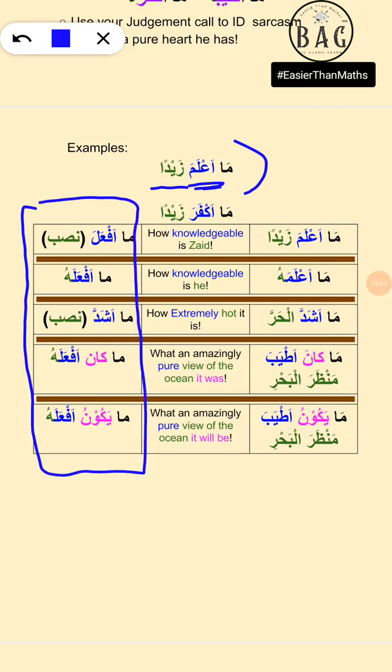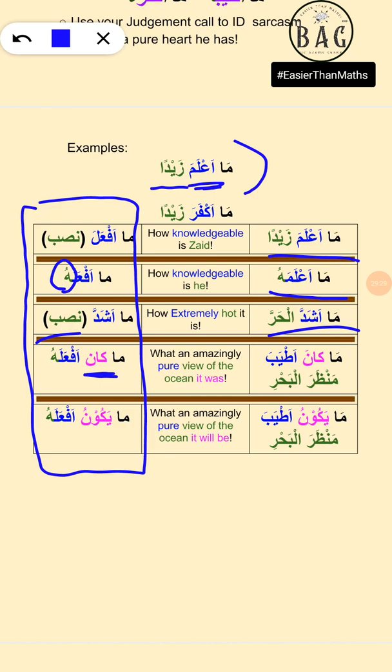So you have ma alama zaidan, then you've got ma af'alahu. Here the object of amazement is in pronoun form, so ma alamahu. Then ma ashadda, and then whatever the object of amazement it is, so how extremely hot it is, ma ashadda al-hara. Then ma kana af'alahu. Now the word kana here means that the amazement has been restricted to the past.